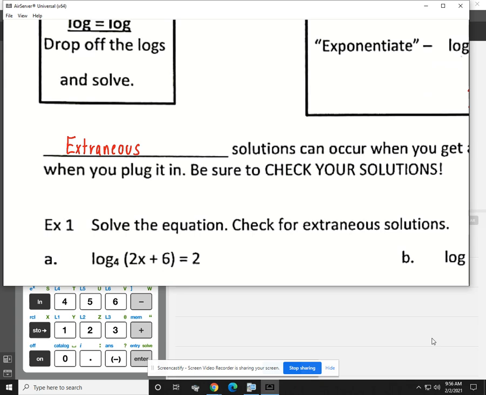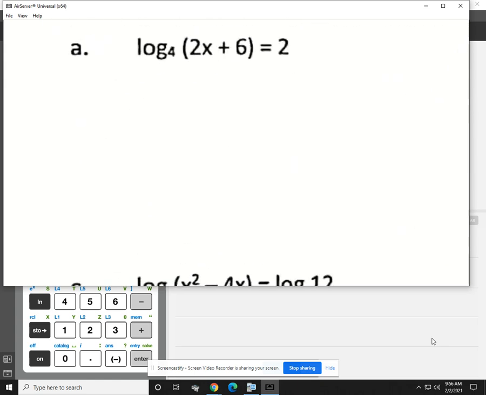So if it's log equals log, what do? Drop the logs. If it's log equals a number, what do? Exponentiate. Meaning, write it as an exponent. So if there's logs on both sides, what do? Drop off the logs. If it's log equals a number, what do? Exponentiate. Write it as an exponent. Okay? So here we go. Let's look at some examples. 5 examples we're going to look at.